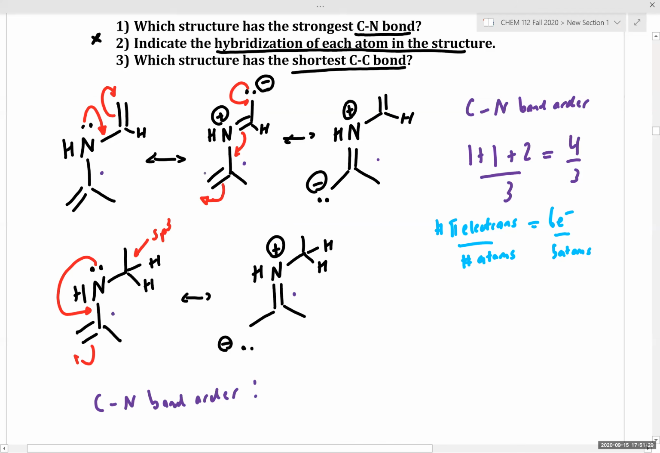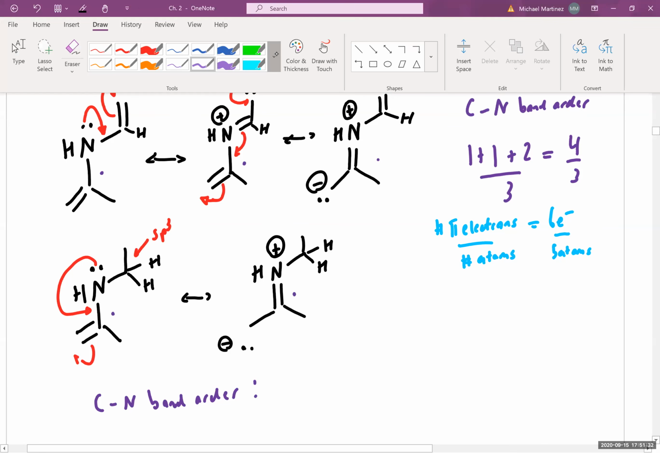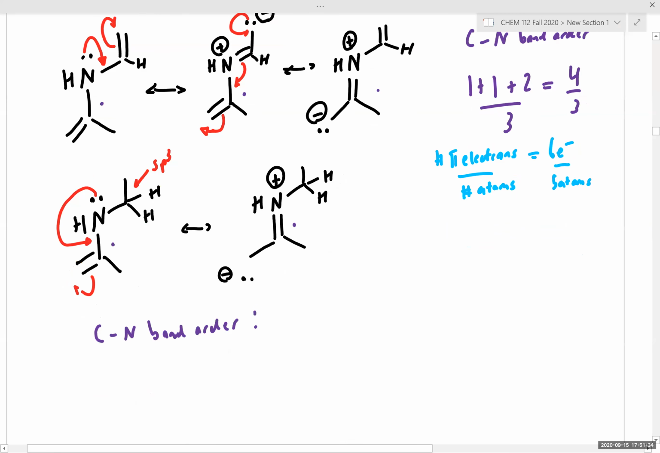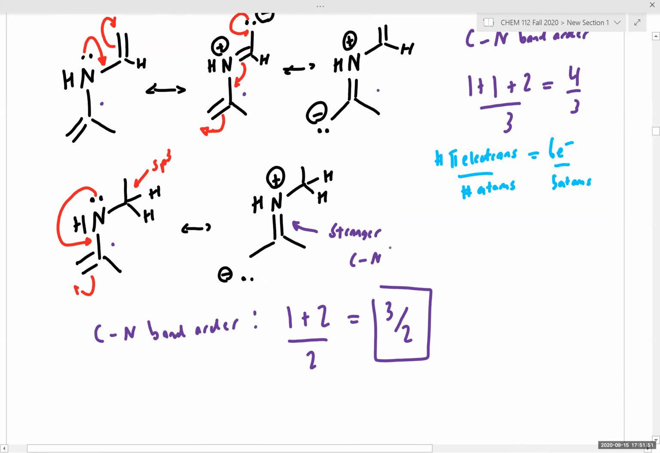So in our bottom example for the carbon-nitrogen bond order, we have a bond order of 1 in our first example and a bond order of 2 in our second example. We have 2 resonance structures, and that gives us a bond order of 3/2. So this bottom structure would have the stronger carbon-nitrogen bond. Does that make sense to everyone? Does this make sense so far?